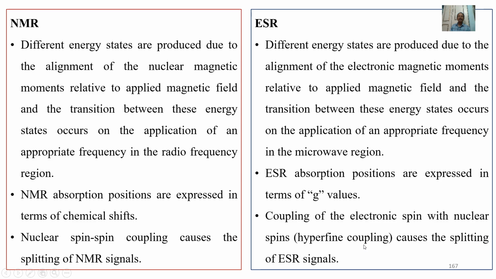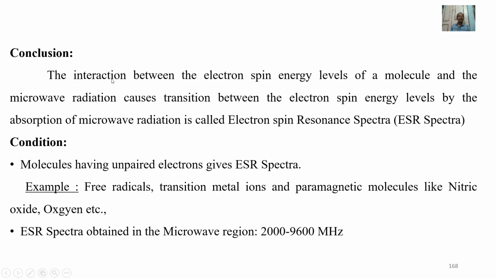Conclusion. The interaction between the electron spin energy levels of a molecule and the microwave radiation causes transition between electron spin energy levels by the absorption of microwave radiation, which is called electron spin resonance spectra, ESR spectra. The condition: molecules having unpaired electrons give ESR spectra. Examples: free radicals, transition metal ions, paramagnetic molecules like nitric oxide, oxygen, and so on. ESR spectra are obtained in the microwave region between 2000 and 9600 megahertz.